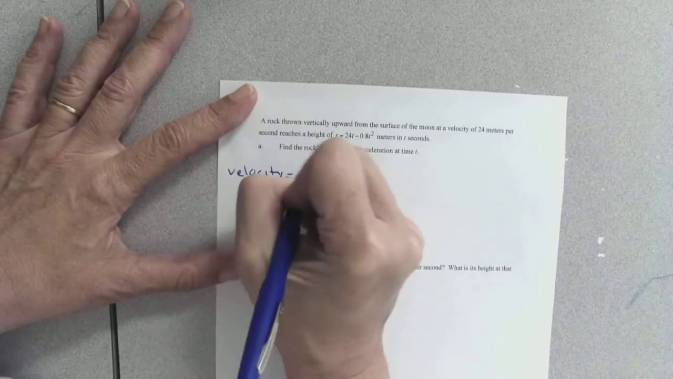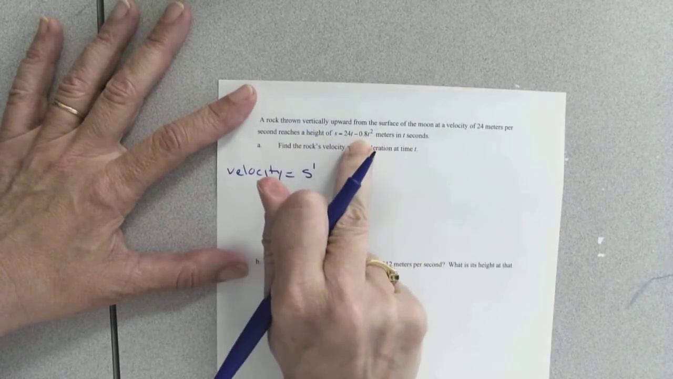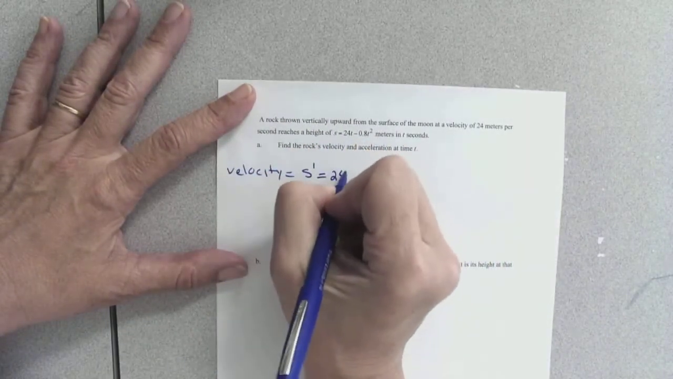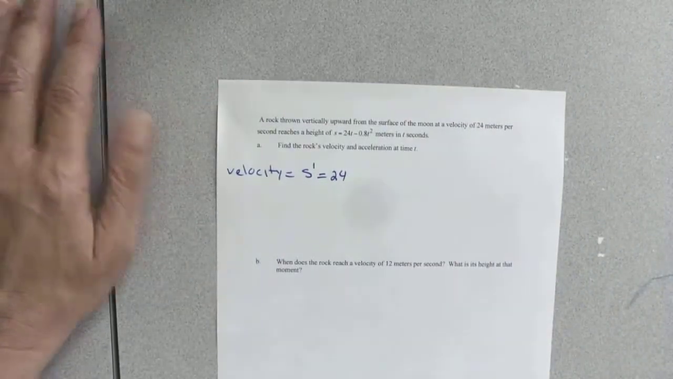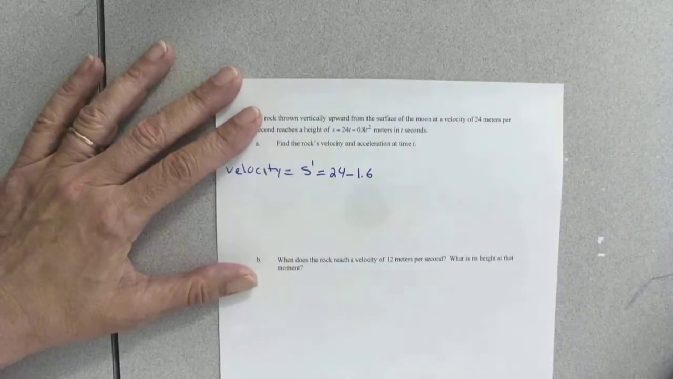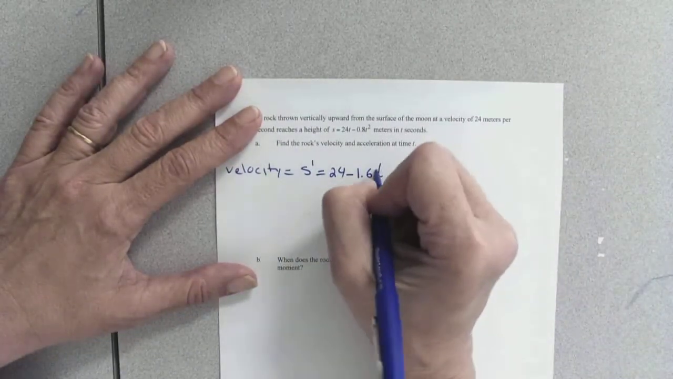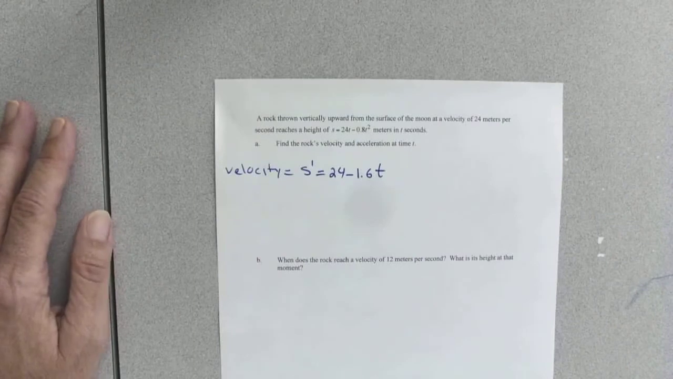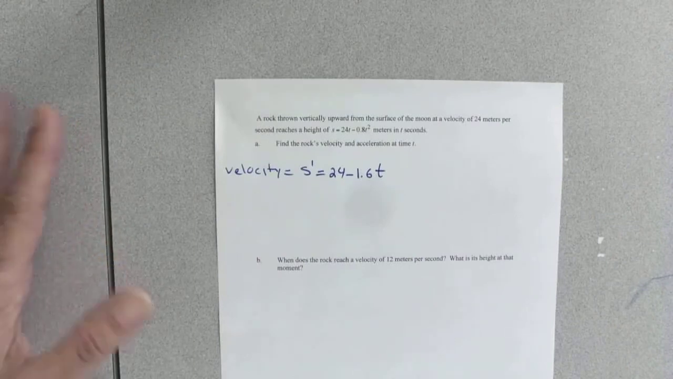Now velocity is the first derivative. There's my function right there. So the derivative of 24t would be 24. Then multiply by the exponent, 0.8 times 2, 1.6t. So there's my function that gives me the velocity.